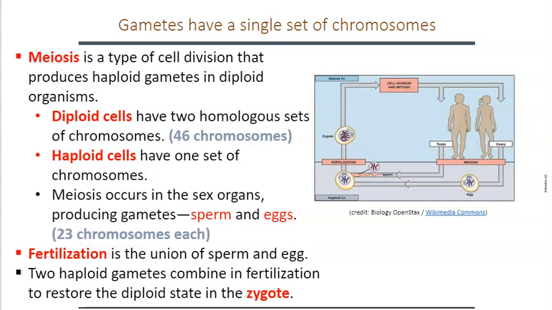Now that process where the sperm and the egg come together, that union, is referred to as fertilization. So again, words like diploid and haploid, sperm and egg, zygote, fertilization, those are terms that we want students to be familiar with. All right, it's important that you understand the overall process of how this happens at the organismal level.